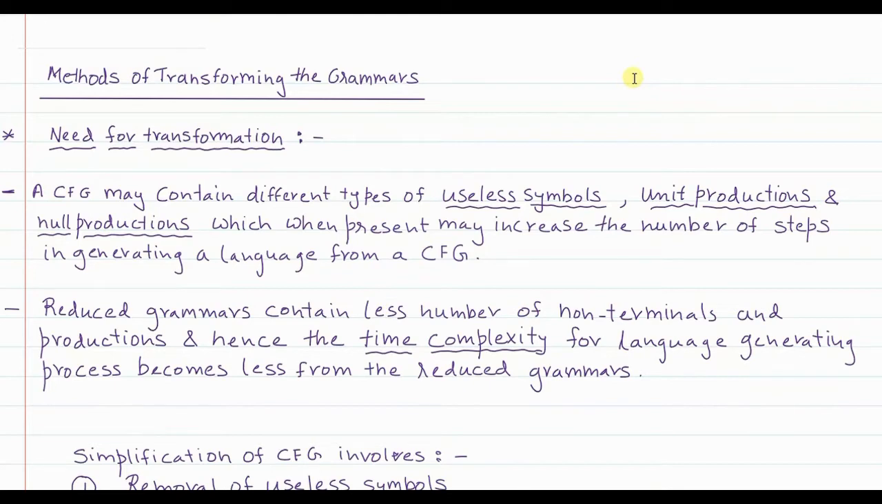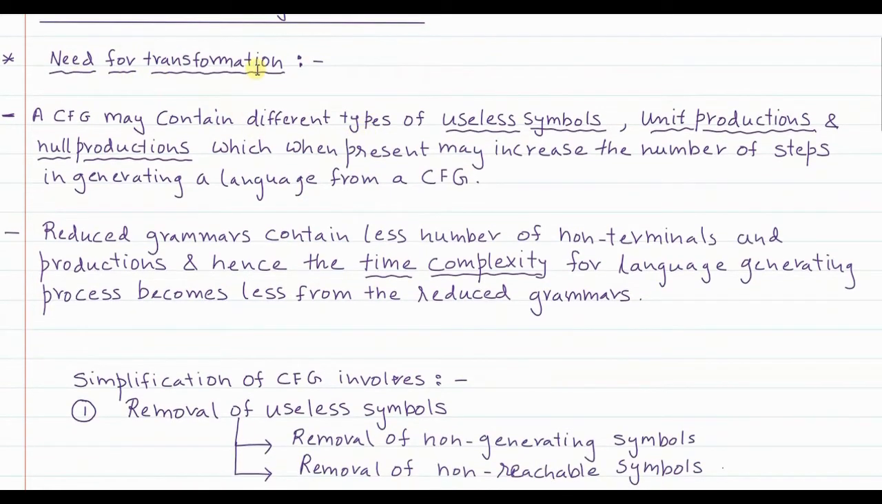Today we are going to see different methods of transforming the grammars. Now when I say transforming the grammars, it simply means reducing the grammars. Okay. Now what is the need for transformation? In a CFG, there may contain different types of useless symbols, unit productions and null productions, which when present may increase the number of steps in generating a language from a CFG.